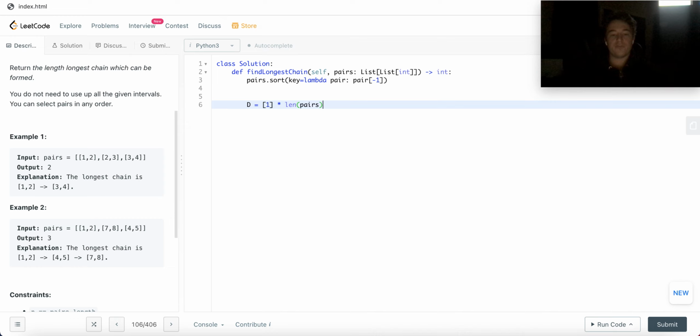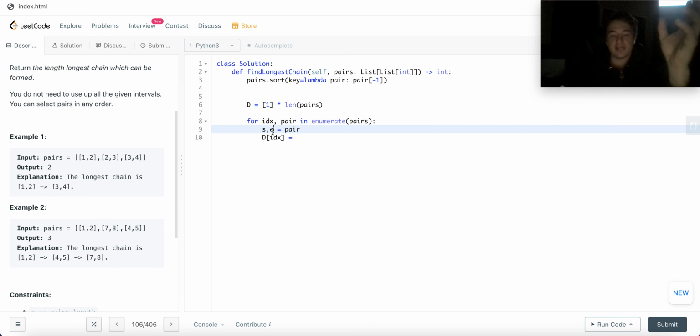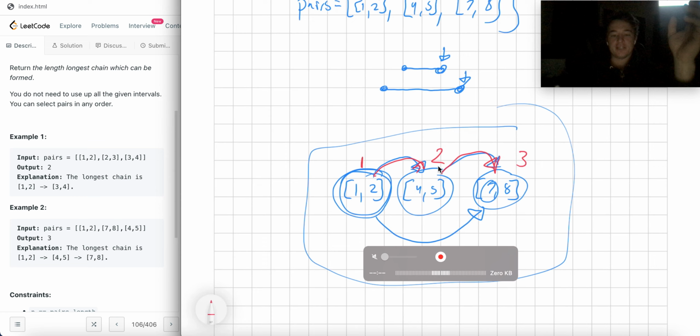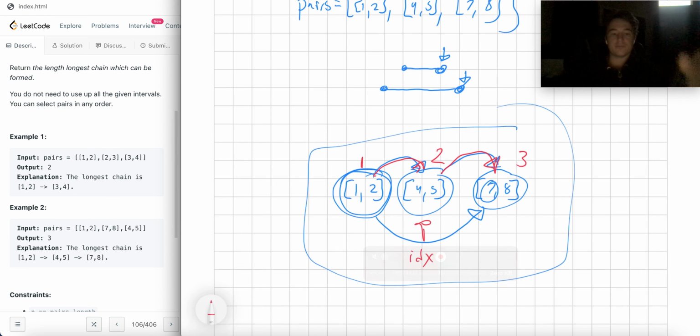So this would be the length of pairs. And then we would just look at each index and each pair in pairs. Now, since pairs is sorted, we can just process all the indexes to our left, right? So we'll do S, E equals pair, just to say, okay, this is the start time of this element and the end time of this element. So I'm looking at each element, its start time and its end time, 4 and 5, and then I'm going to look at everything to the left, because if the index is here, then I can look at everything to the left of the index.